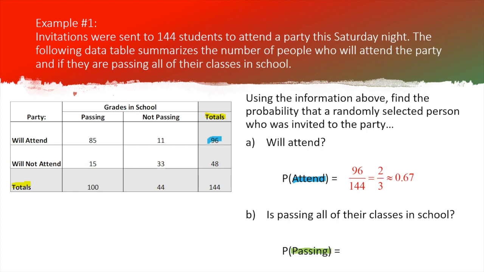So now we're just looking at passing. So we just want to look at the total over here of the students who are passing their classes out of the 144 people who received an invitation. So that is 100 out of 144, which simplifies to 25 over 36, or about 0.69, or 69% of all of the students who received an invitation are passing their classes in school.